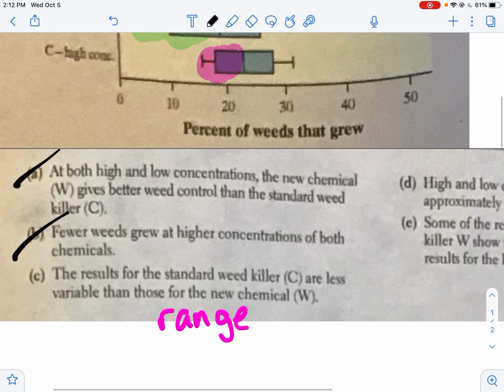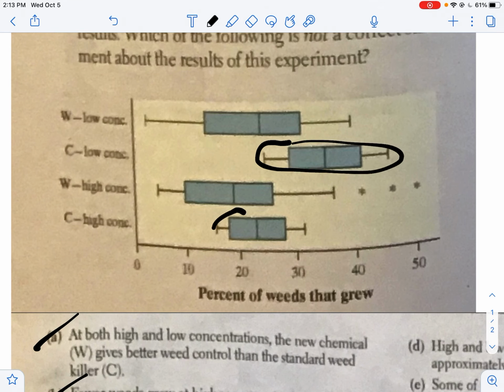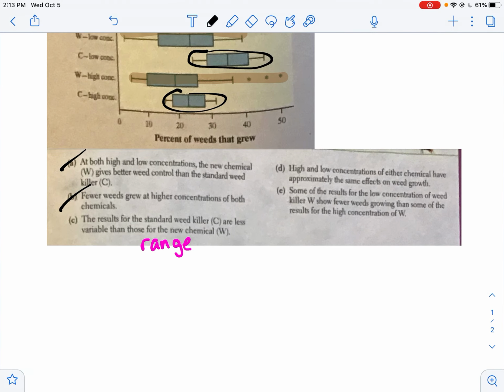C says the results for the standard weed killer C are less variable than those for W. When they say variable, they're talking about ranges. If I look at the ranges for C, they are significantly less than what we're looking at for W. Look at those ranges, look how wide these box plots are. For C they're not very wide, whereas the box plots for W show a lot of variability, a lot more than I'm seeing in C. So I'm going to cross that out.